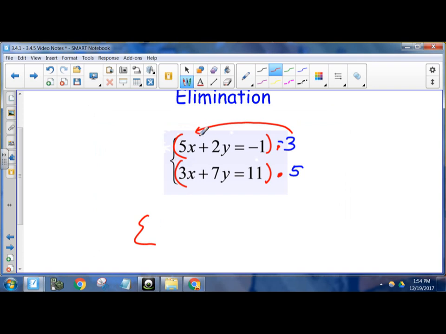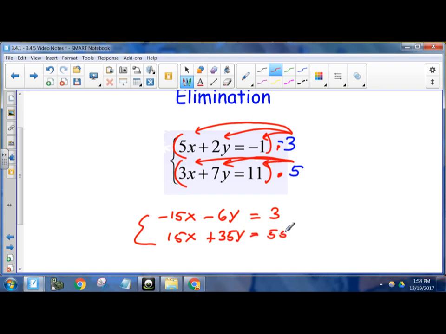Negative 3 times 5 is negative 15x. Negative 3 times 2y is minus 6y. Negative 3 times negative 1 makes positive 3. All right, then we'll do this one. 5 times 3x is 15x. Whoa, look at that. Negative 15x and positive 15x. They are going to eliminate. 5 times 7y is equal to plus 35y equals 5 times 11 is 55.